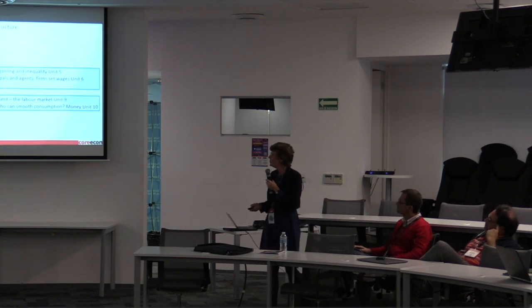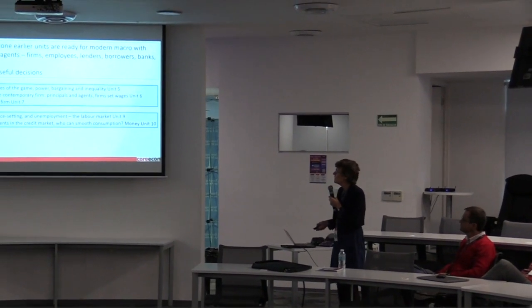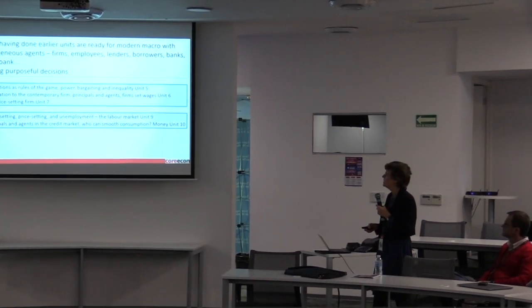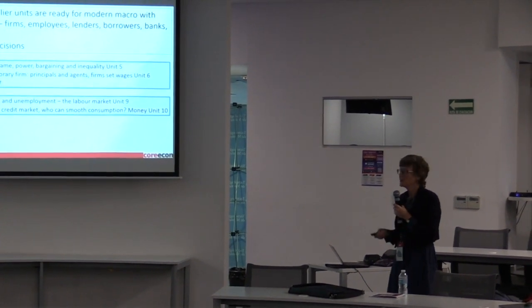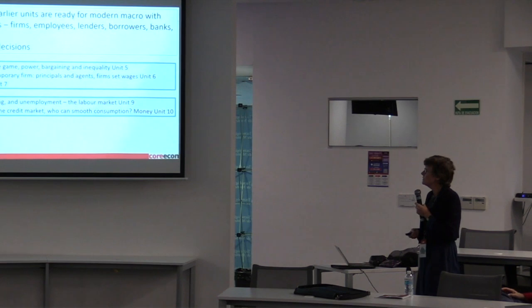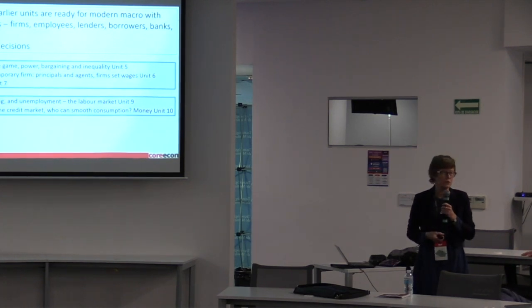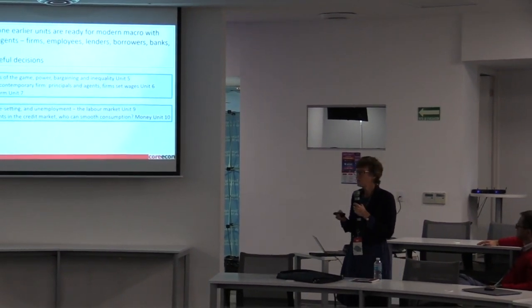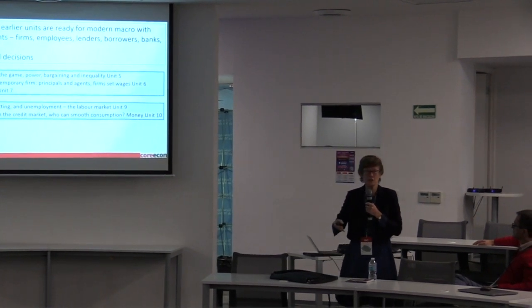Okay, so let's move on to macro. The point really is that everything that we've said, that Antonio has just been saying, is that the students are really ready for modern macro. So what's modern macro? It's all about heterogeneous agents, where those agents or actors are firms, employees, lenders, borrowers, banks, the central bank, all making purposeful decisions. And the way we get students to do economics is to put themselves in the shoes of each of these actors and think about making a decision.